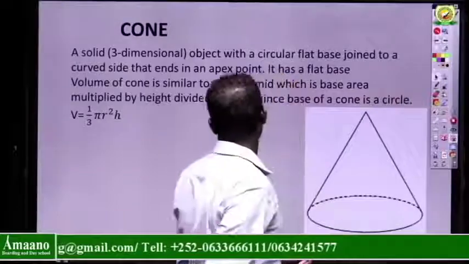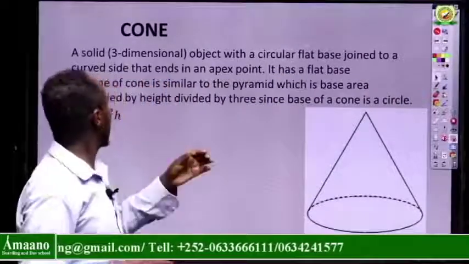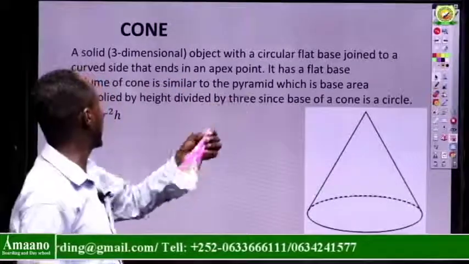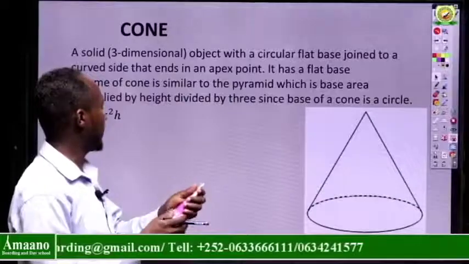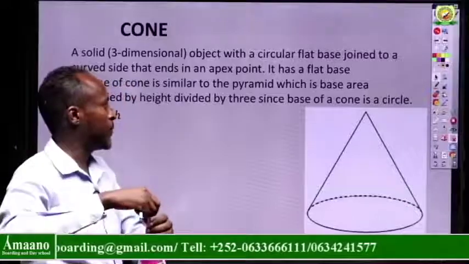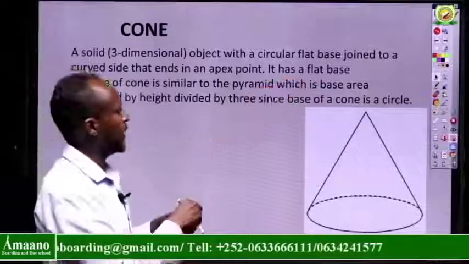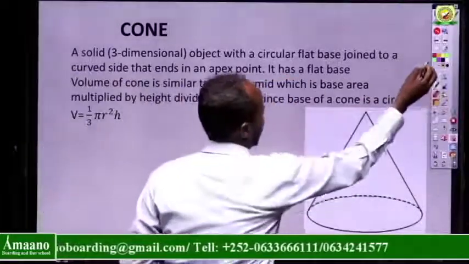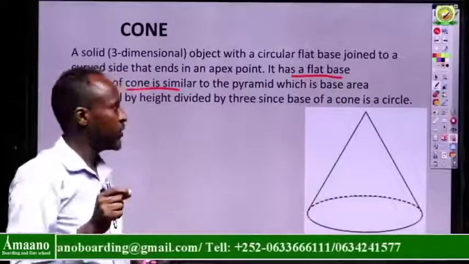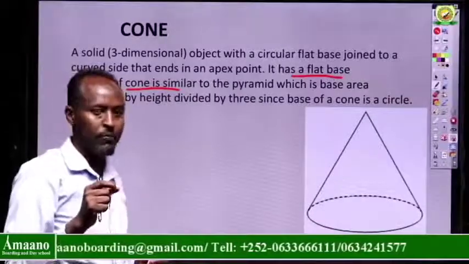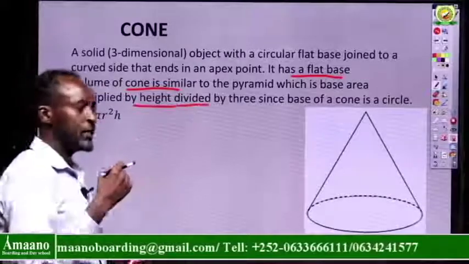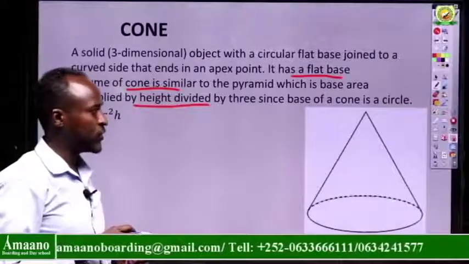Okay, this is the definition of a cone. A three-dimensional object which has a circular flat base joined to a curved side. This is a curved side with the end in the apex. That is the apex. The volume of a cone is similar to the volume of the pyramid, which is the base area multiplied by the height divided by 3, since the base of a cone is a circle.